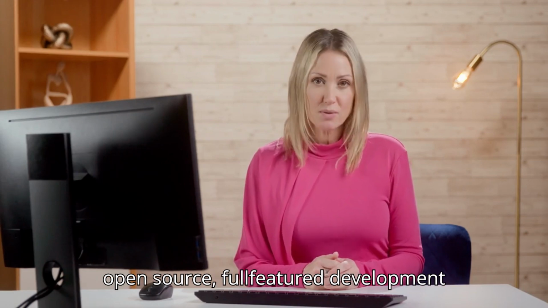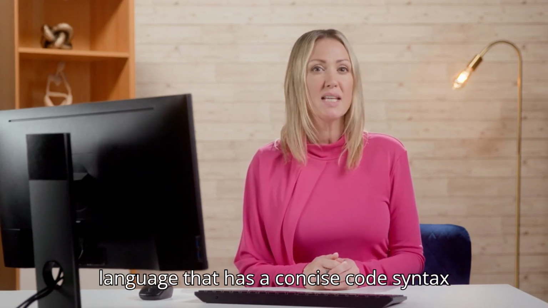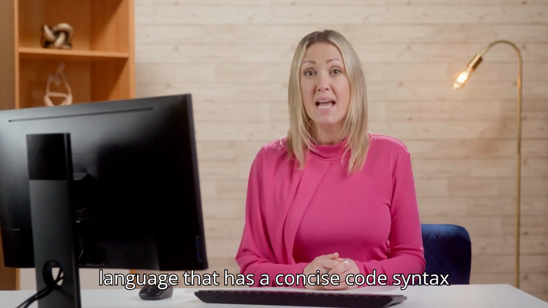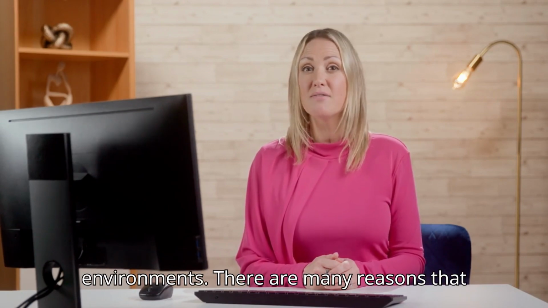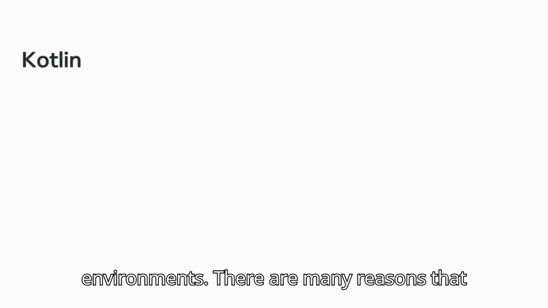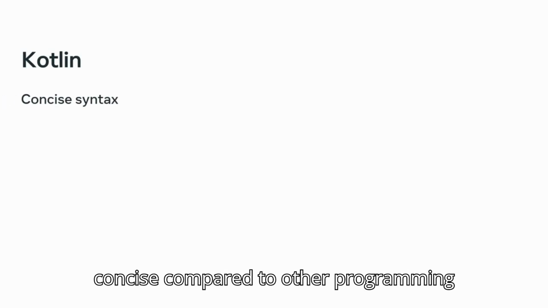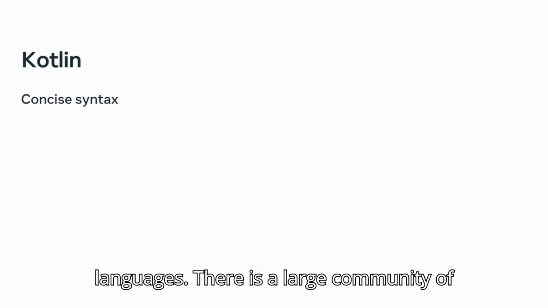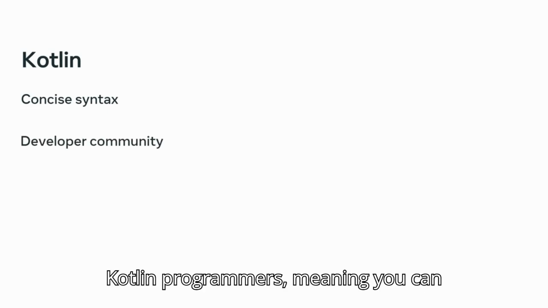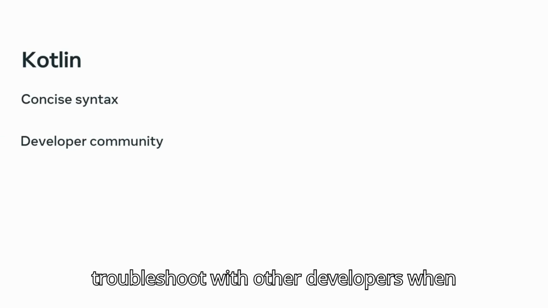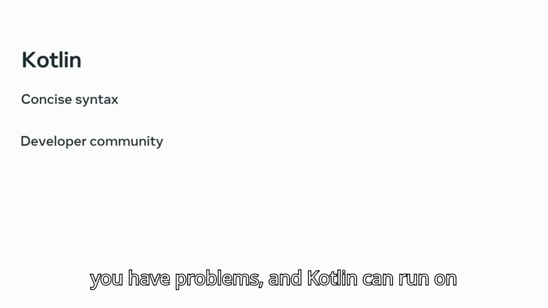Kotlin is an open-source, full-featured development language that has a concise code syntax, and it integrates well with existing environments. There are many reasons that developers use Kotlin to build Android applications. These include that Kotlin is concise compared to other programming languages. There is a large community of Kotlin programmers, meaning you can troubleshoot with other developers when you have problems.